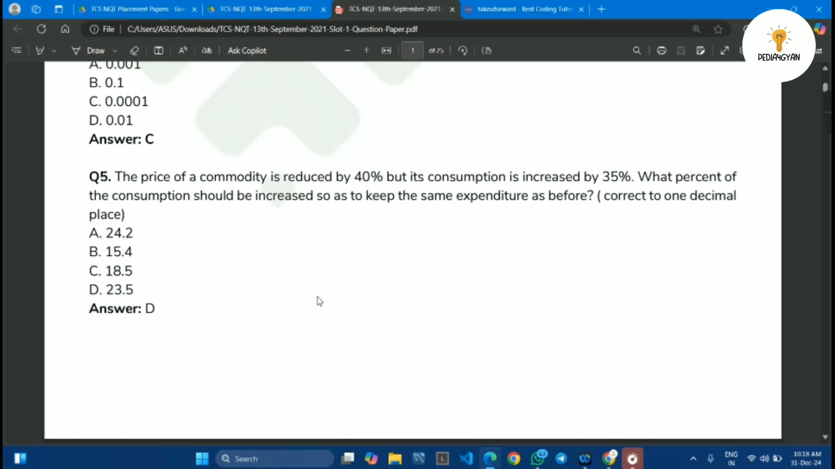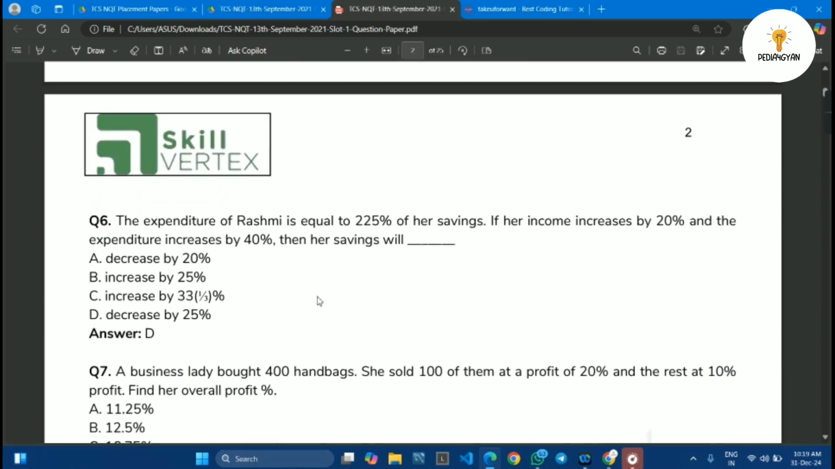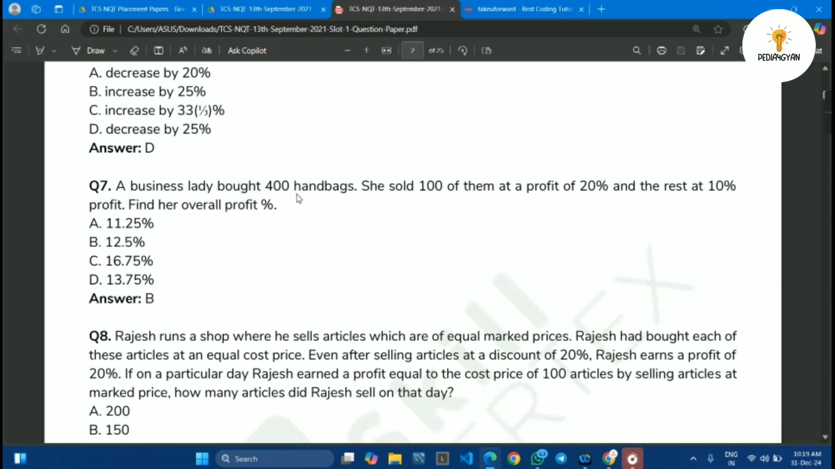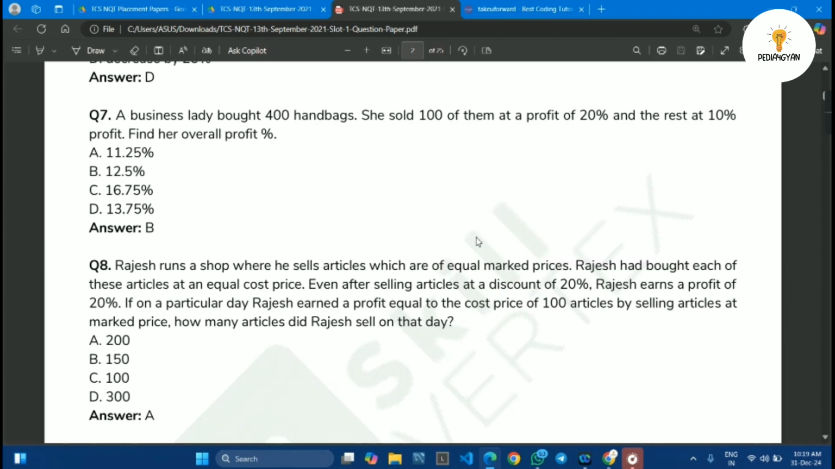Percentages, profit and loss, simple interest, compound interest, these are very important topics for the aptitude of the TCS NQT. After that, look at question 6, which is of percentages. Question 7 is of profit and loss. If you have done profit and loss, percentages, and time and distance, you can solve 15 to 20 questions out of 25.